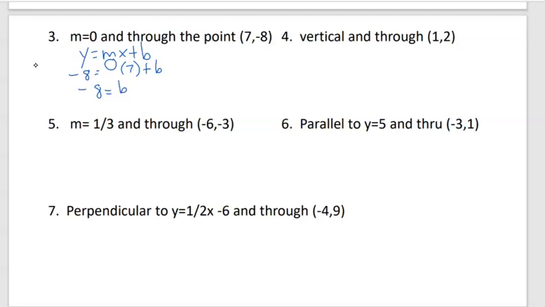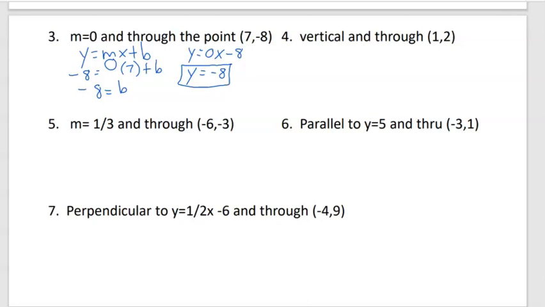So here we have -8 = b. We will fill in the 0 again for the m, and fill in the -8 for b. And to simplify, 0 times x is 0, so you're just left with y = -8.